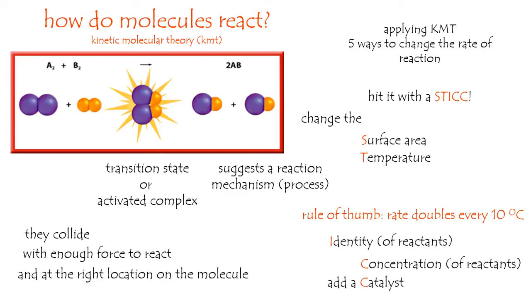Come up with some way that these molecules have to react in the proper orientation, for example, or to do one of the steps in such a way that increases the rate of reaction by changing the normal mechanism. Okay, that's kinetic molecular theory.